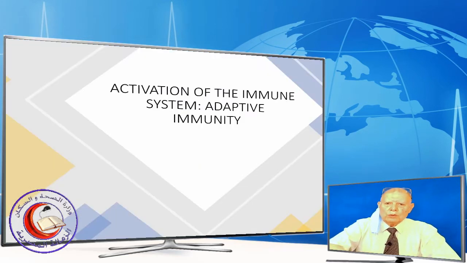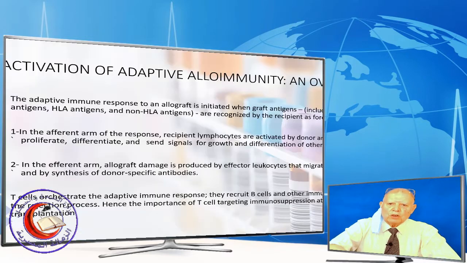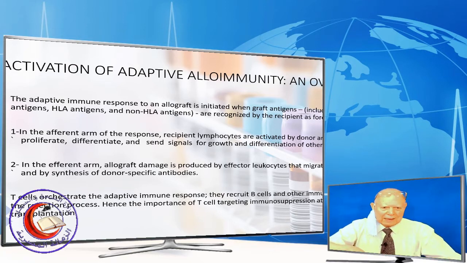Now we come to the activation of the immune system, the adaptive branch of immunity. The adaptive immune response to an allograft, which is our main concern, but it can react to any antigenic substance, is initiated when graft antigens, including ABO blood group antigens, HLA antigens, the major histocompatibility complex molecules, and the third group of antigens, non-major histocompatibility complex molecules, activate the adaptive immune system.